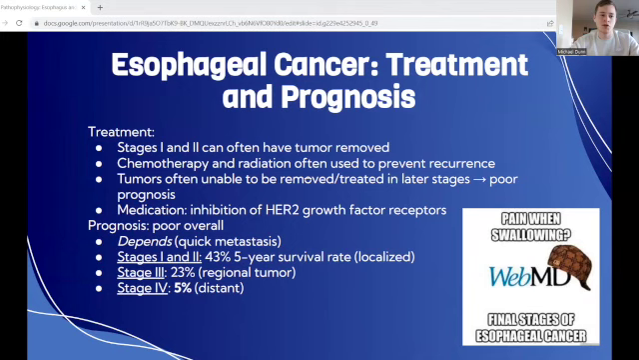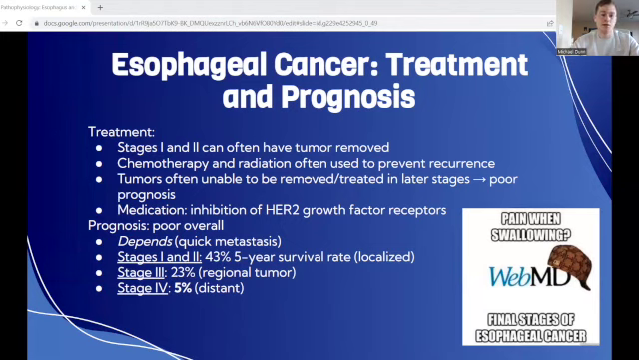You will see medications used. So you can see some inhibition of growth factor receptors there. And 30% of esophageal tumors overexpress that HER2 growth factor receptor, but that can only improve mortality by a few months. So it's kind of delaying the inevitable, unfortunately. The prognosis is poor overall because this type of cancer metastasizes very quickly. But of course, the survival rate does depend.